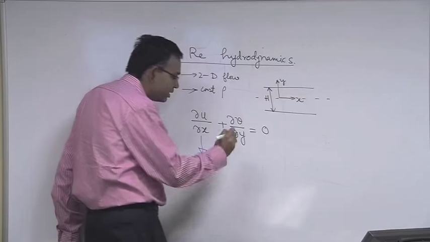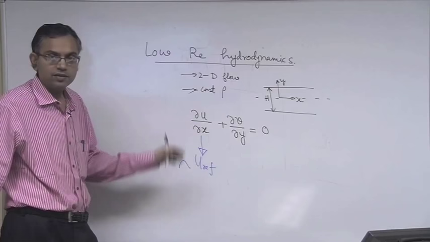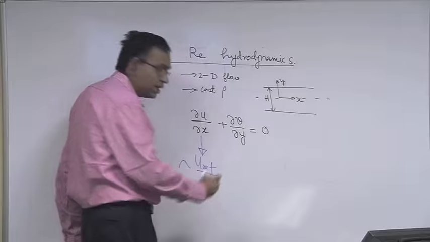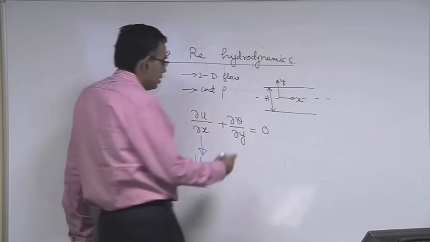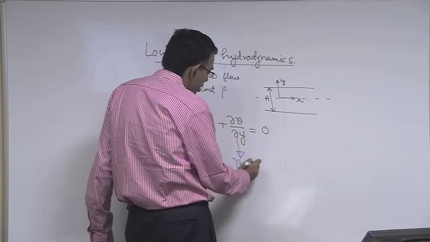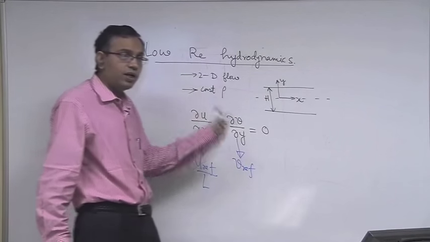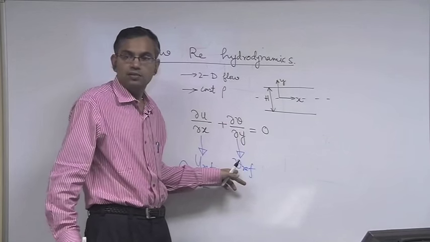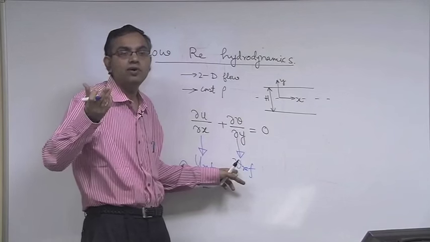Let us say u reference is the maximum velocity along x. And let us say that L is the axial length of the channel. And let us say V reference is the velocity scale. See, it is not fully developed flow, so V is not identically 0, right. We are now trying to generalize things beyond fully developed flow, to low Reynolds number flow.